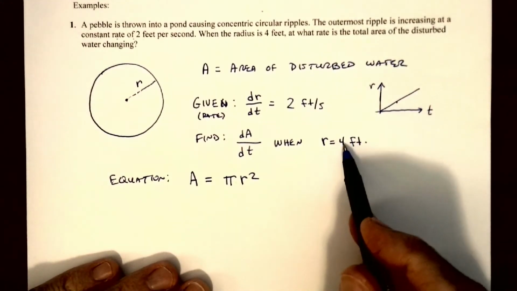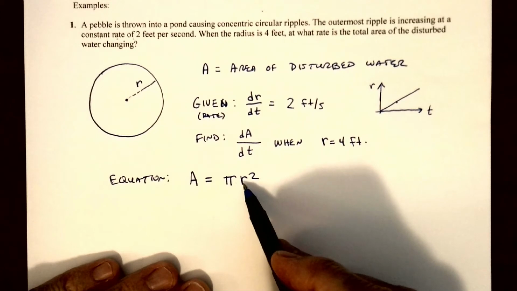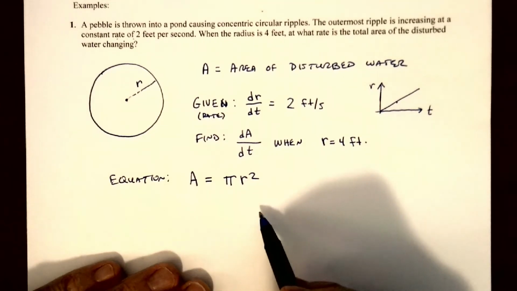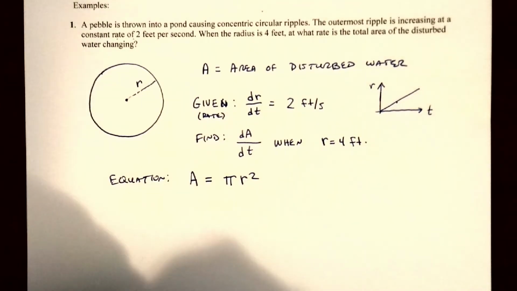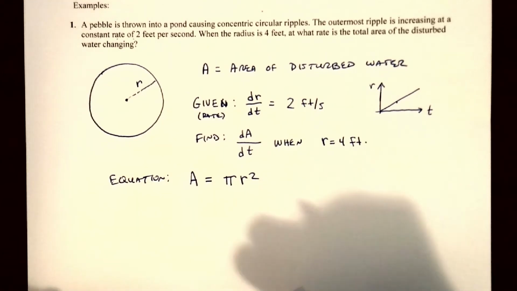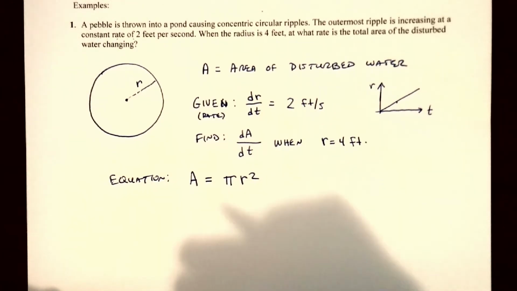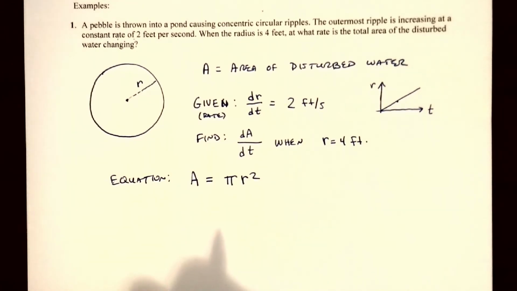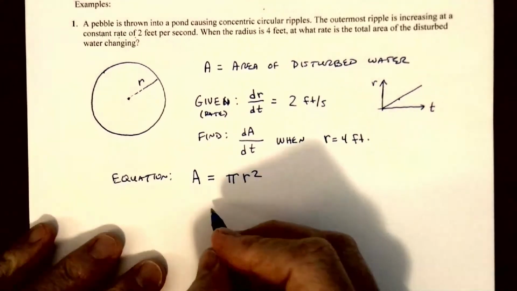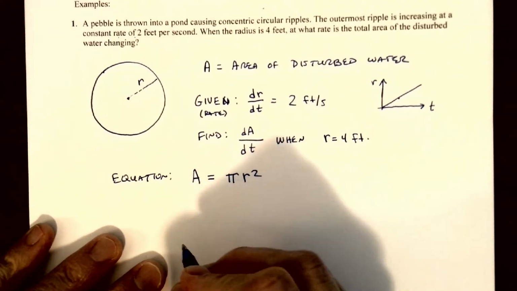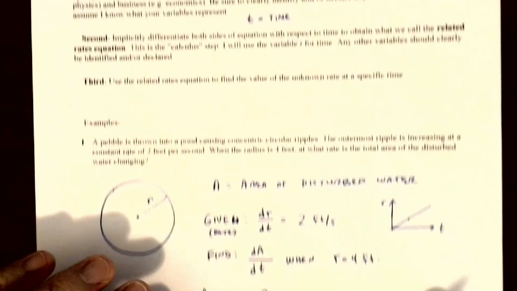Should we plug in r equal 4 feet now at this point before we do anything else? And the answer is no. Remember, you always want to evaluate the derivative before you plug any values in. Otherwise, if you're plugging in first, you get a constant. You take the derivative of any constant, you get 0. So we need to go ahead and take the derivative first, and that's going to give us our related rates equation. And so that's that second step here.